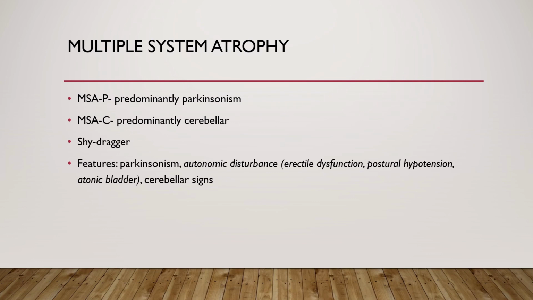Multisystem atrophy is the other common Parkinson's plus syndrome, and there are two types of this. MSA-P, in which Parkinsonism is the main feature, and MSA-C, and these sort of patients usually have cerebellar signs, such as dysdiadokinesia and past pointing that they usually experience. Shy-Drager syndrome falls into this sort of syndrome, multisystem atrophy. And some features of all MSA include Parkinsonism, autonomic disturbances, particularly like erectile dysfunction, and cerebellar signs.